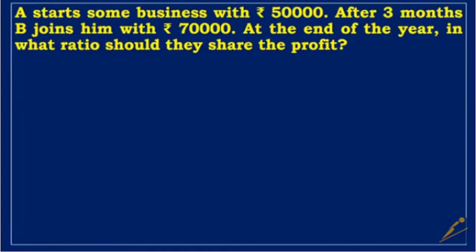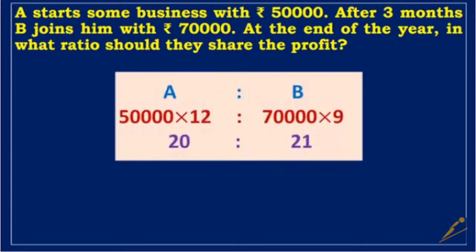A starts some business with rupees 50,000. After 3 months, B joins him with rupees 70,000. At the end of the year, in what ratio should they share the profit? A invested in the business for 12 months, while B invested for only 9 months since he joined after 3 months.